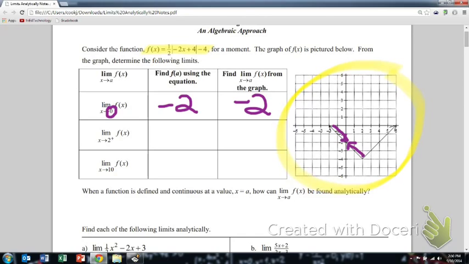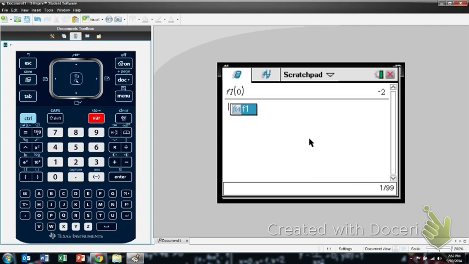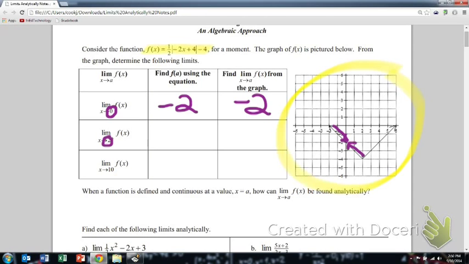Right? So now we're going to plug 2 into the equation and see what happens. We get negative 4. So plugging in 2 gives us negative 4. Well, when you look at the graph, as you approach 2 from the right, we arrive at negative 4.